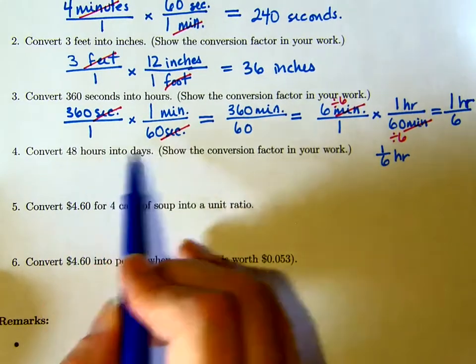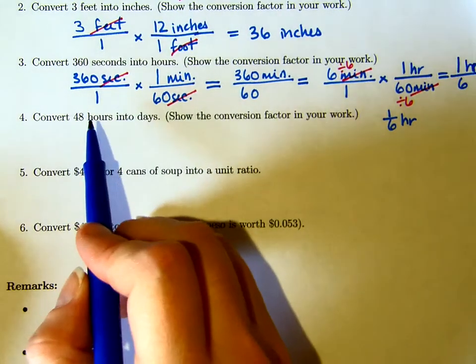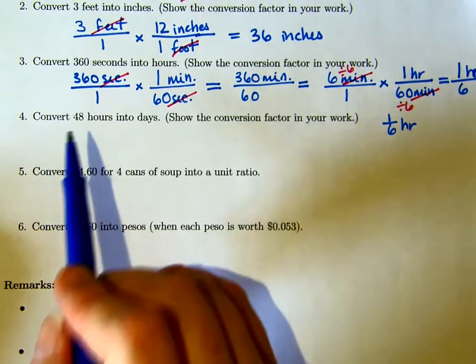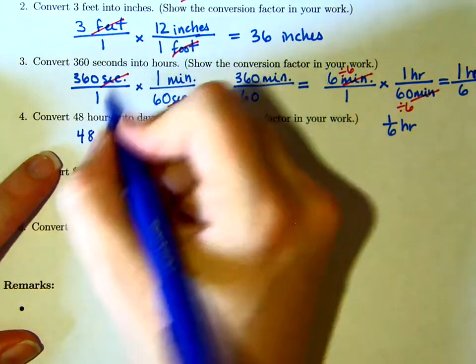Convert 48 hours into days. Well, I already know it's 4. Wait, hold on. I'm sorry. 2, because there are 24 hours in a day. Nonetheless, I'm going to write it out.